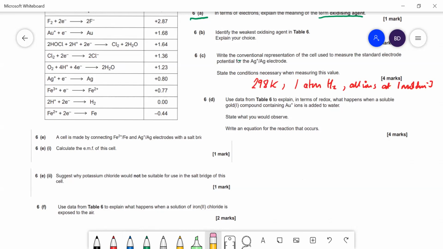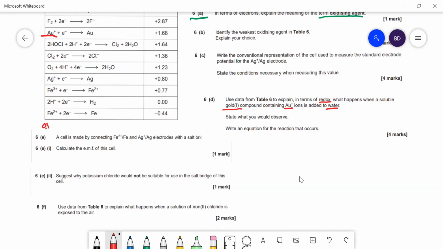Right, so we've got to use the data from the table now, I think, for these questions. Use the data in table 6 to explain in terms of redox what happens when a soluble gold(I) compound containing Au+ is added to water. State your observations and write an equation. Right, so we need to look at this equation. So where is Au+ here in this equation? That's the only place we see Au+. That's on the oxidizing side.